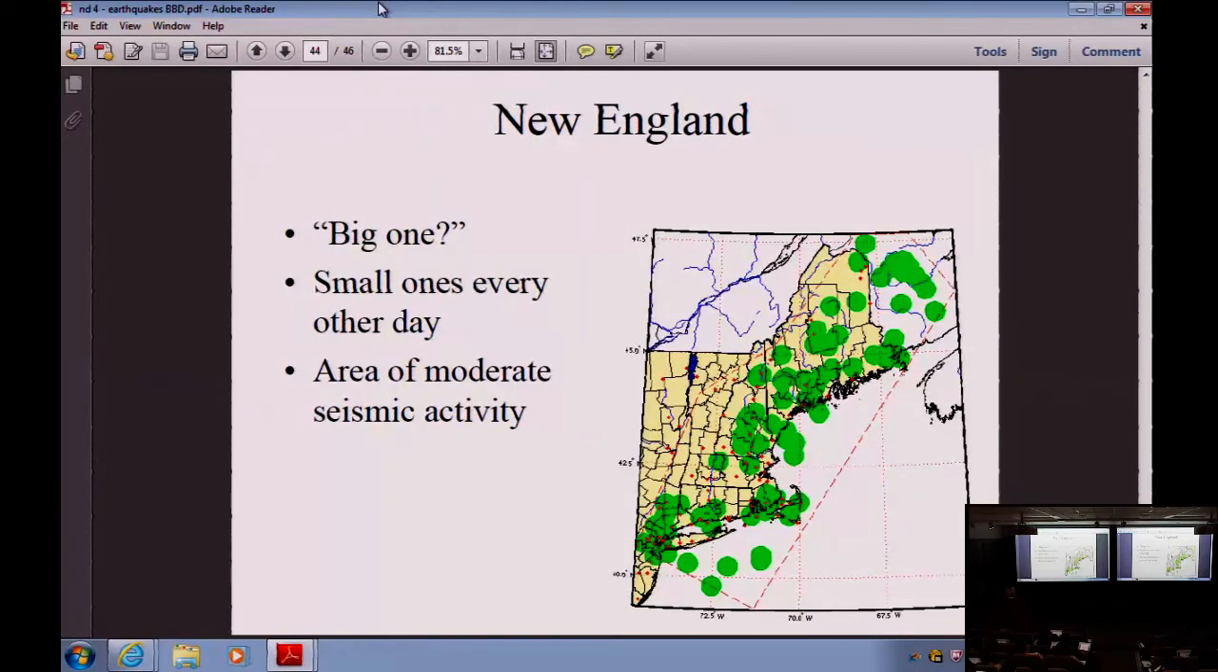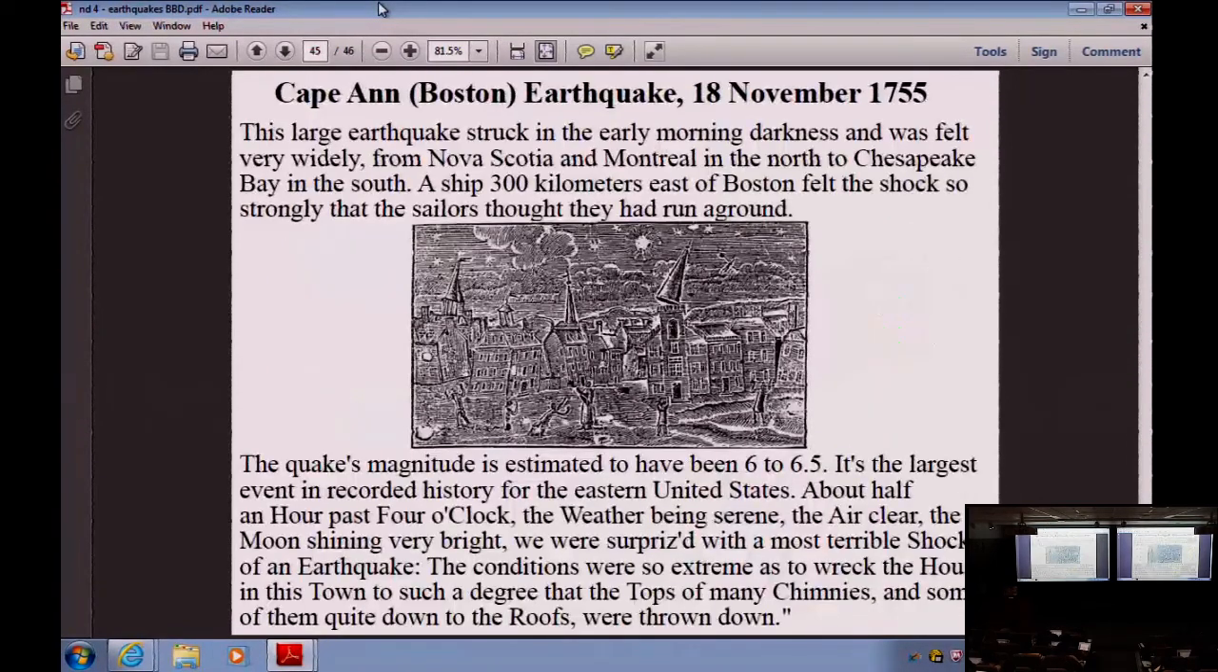Remember 2001, maybe the Staten Island earthquake. It was only 2.6, but you could feel it. So there are earthquakes here. This is a picture of seismic events in this region. The one that we like to point out the most is the Cape Ann earthquake, closest to Boston. It was in 1755, the same year as the Lisbon tsunami, which we'll move to next.